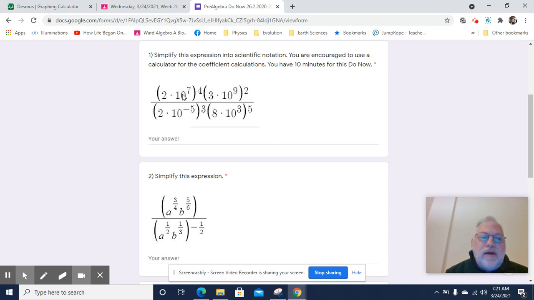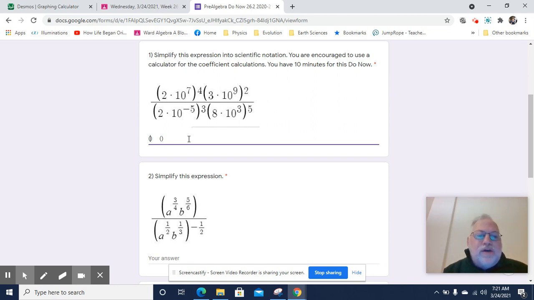So we've got 2 times 10 to the 7th to the 4th, times 3 times 10 to the 9th to the 2nd, all over 2 times 10 to the 5th to the 3rd, times 8 times 10 to the 3rd to the 5th. So the first thing I'm going to do is group my coefficients, and then I'm going to group my powers.